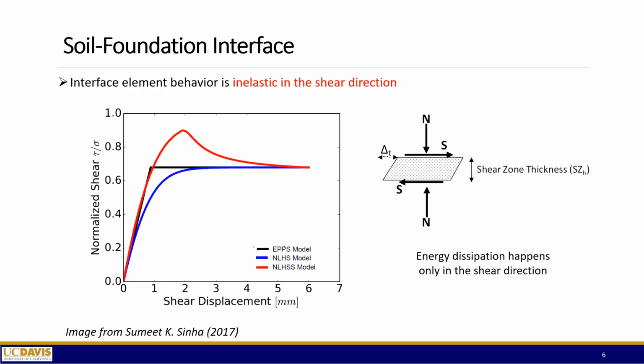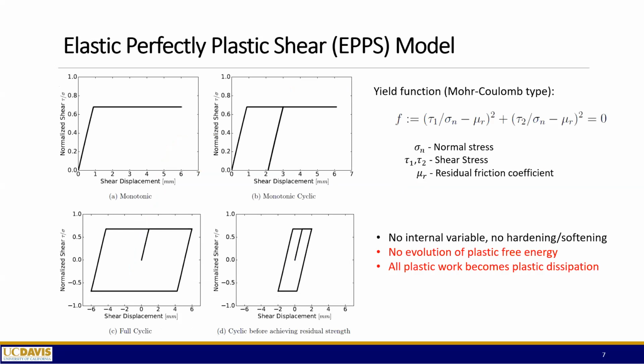To model the shear behavior, we have basically 3 material models, starting from the most basic one, to a little bit more sophisticated and more realistic, and then the most sophisticated one. So now I will briefly discuss these 3 models and how much difference there is in the calculation of energy dissipation for all 3 of them.